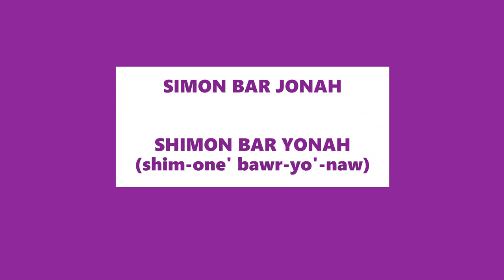Simon Bar Jonah. When you have Bar in Hebrew, something interesting again, like Bar Timaeus, the son of Timaeus. Bar is like the road, the lineage. So you say this is his lineage. Let's assume this is the son of Jonah. So it says Bar Jonah, the lineage of Jonah, the road of Jonah. That's what you have as Bar.